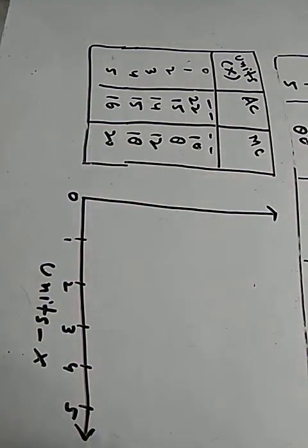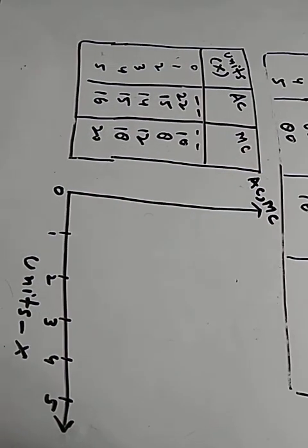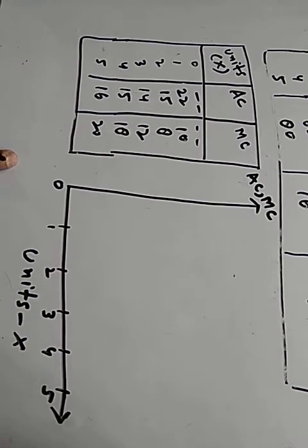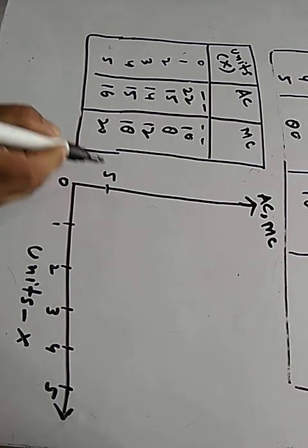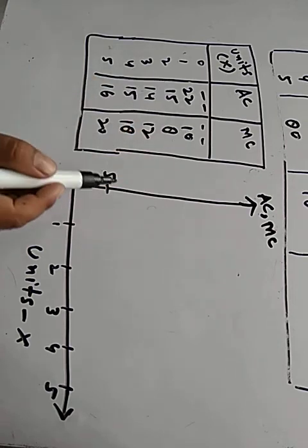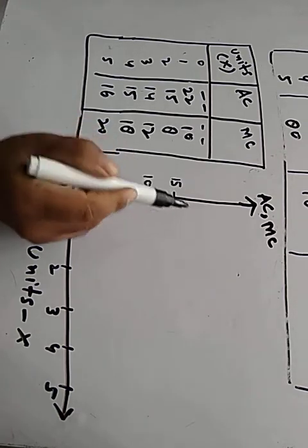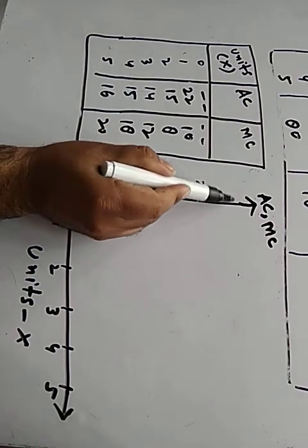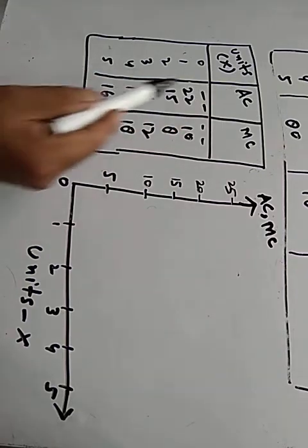And on the vertical axis, or we can say on the y-axis, we will take values of average cost and marginal cost, because we have to derive the average cost curve and marginal cost curve. The lowest value is 10 and the highest value is 22 in the given data. 5, 10, 15, 20 and 25. First we will draw the average cost curve based on the values of average cost.